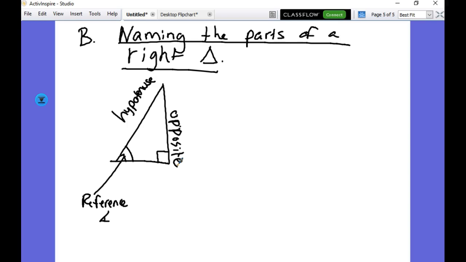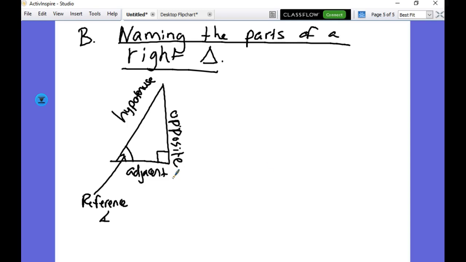The other one, we'll just call it the other one. The other one is the adjacent side. Adjacent means next to. Don't you guys agree that it's next to the reference angle? It's like touching. It actually is part of the side of the adjacent angle, right? So it's next to it. But so is the hypotenuse. But we don't call that adjacent because it's a special side. It's the hypotenuse. So we have the hypotenuse, the opposite, and the adjacent side.